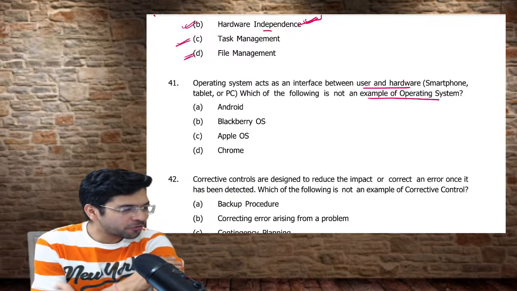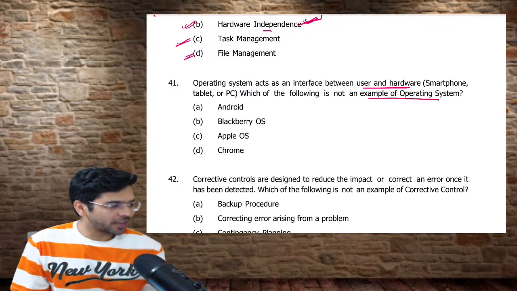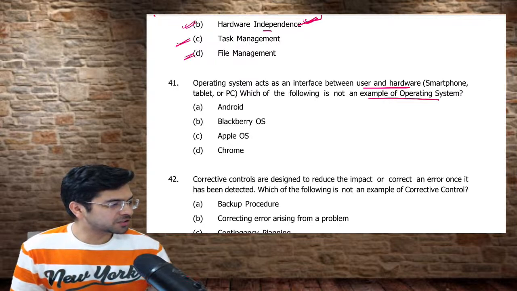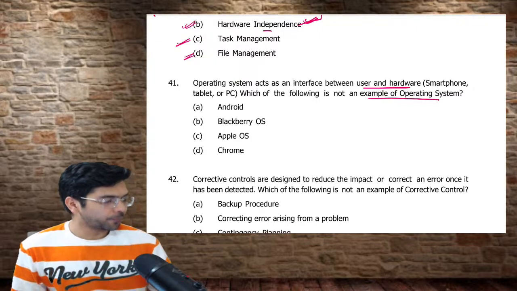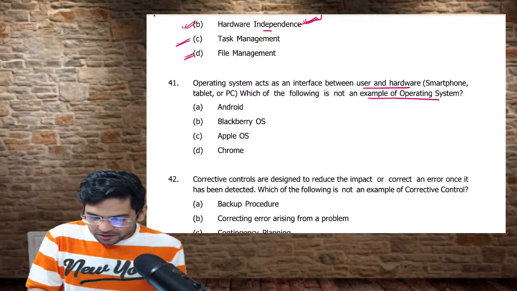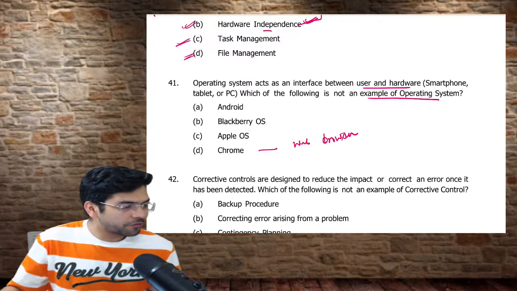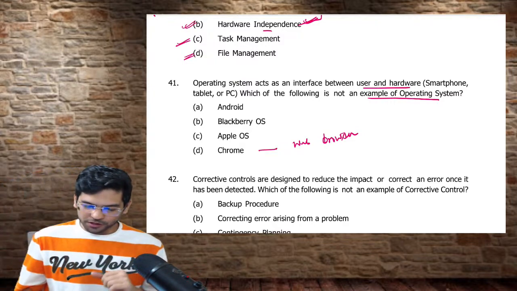What is Chrome, guys? All of you are answering Chrome, but Chrome is not an operating system, but rather it is what? Can anyone answer what exactly is Chrome? Yes, Chrome is nothing but a web browser. It is a web browser, right? Browser.